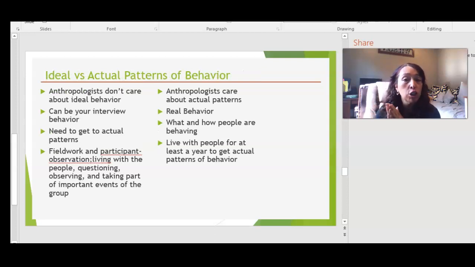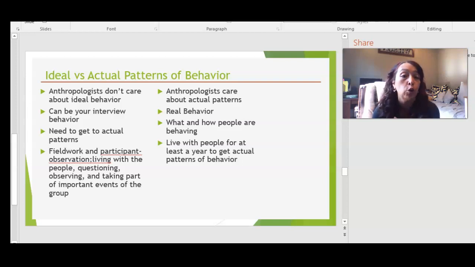However, we want to also look at the difference between ideal and actual patterns of behavior. Anthropologists don't care about ideal behavior. Those are our interview behavior. That's where we're sort of giving a fake behavior. And we don't want that. We only care about actual patterns of behavior. That's the real behavior. That's what people are doing and how people are behaving.